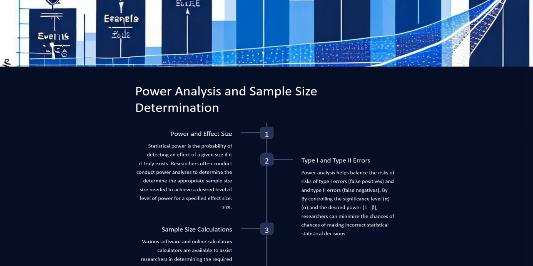Then type 1 and type 2 error. In power analysis, there is a balance of the risks of type 1 error, which is the false positive, and type 2 error, which is the false negative. By controlling the significance level, alpha, and the desired power, which is 1 minus beta, researchers can minimize the chance of incorrect statistical decisions.